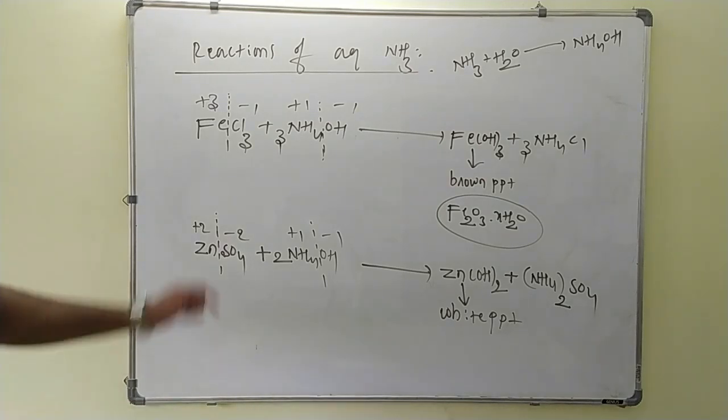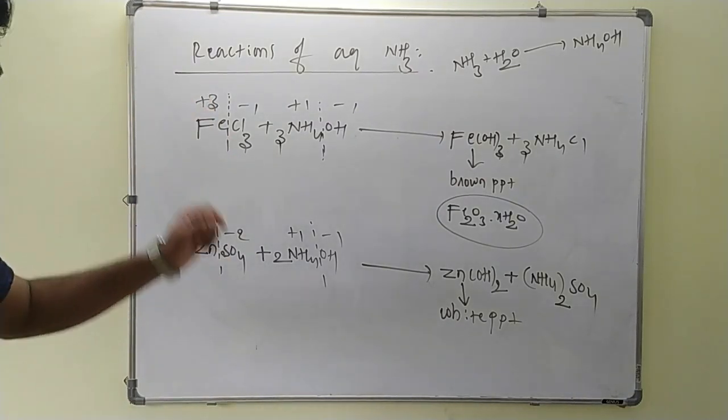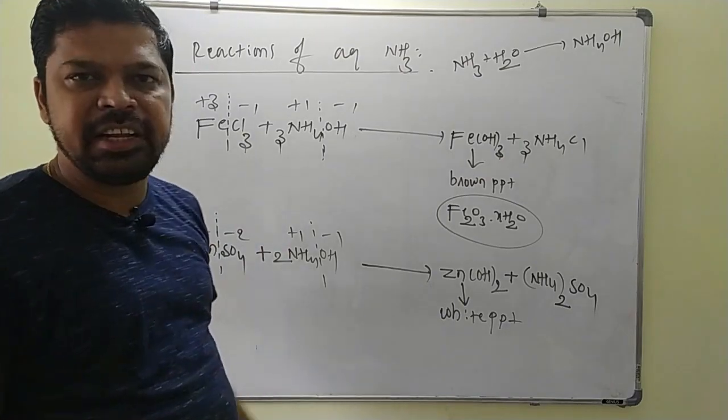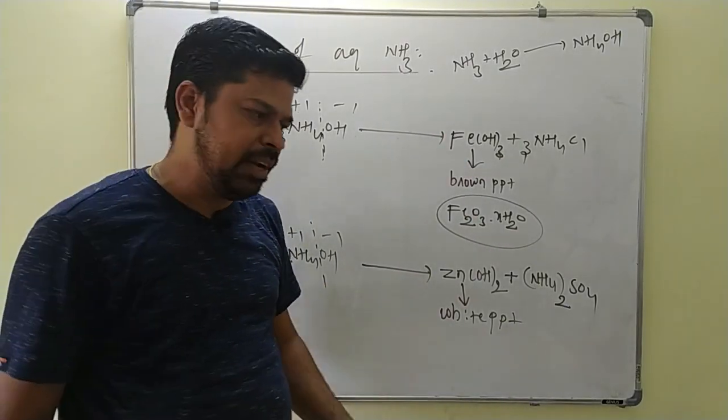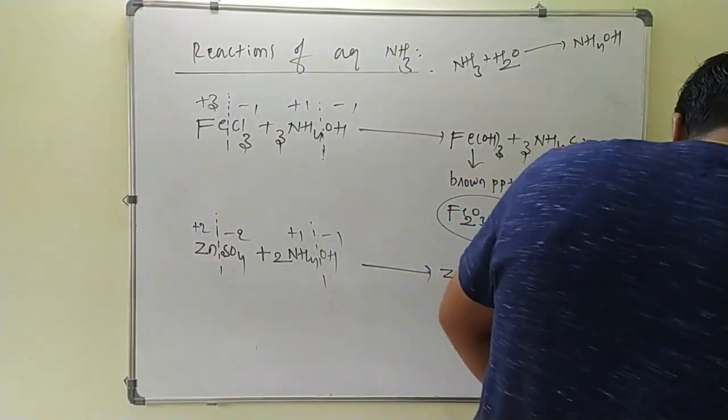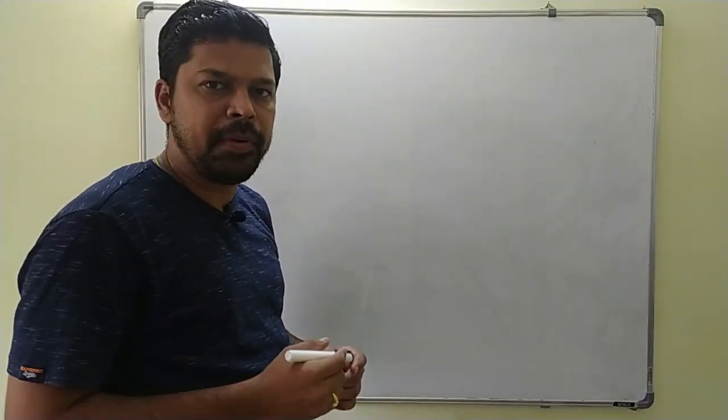This is the reaction of aqueous ammonia with FeCl3 and zinc sulfate. With FeCl3 it gives a brown precipitate, and with zinc sulfate it gives a white precipitate. Next property, the next one is complex formation.